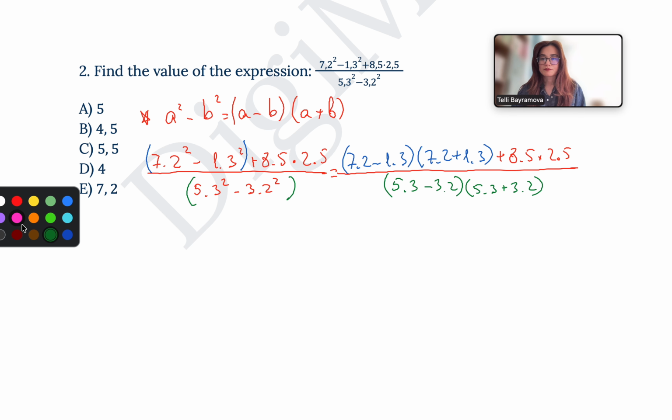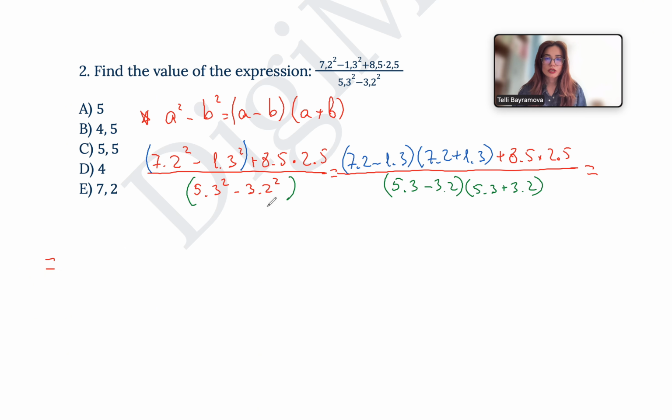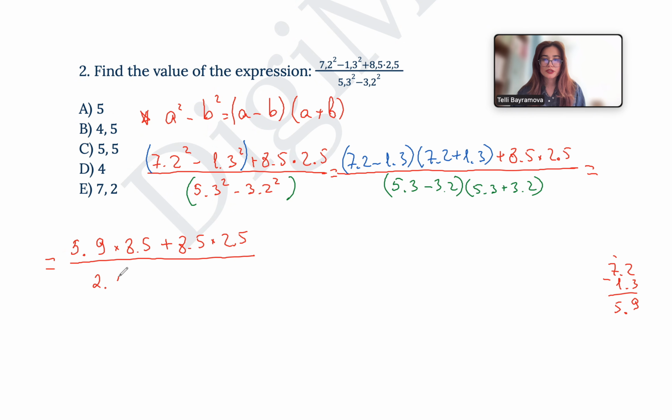Then let's go. It equals 7.2 minus 1.3 is 5.9, right? 5.9 multiplied by 7.2 plus 8.5 times 2.5. Please, if you have any problem with calculation, do it like this: 7.2 minus 1.3, like 72 minus 13, 12 minus 3 is 9, 6 minus 1 is 5, so 5.9. Over 5.3 minus 3.2 is 2.1, multiplied by 8.5.